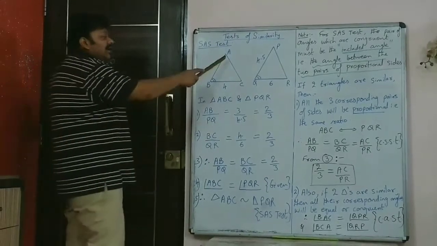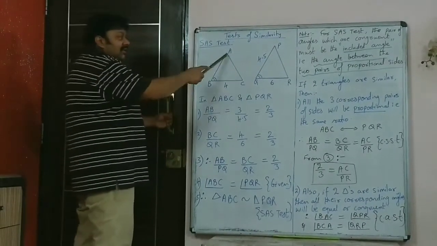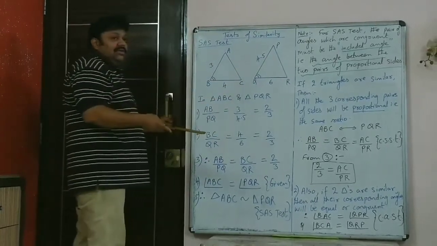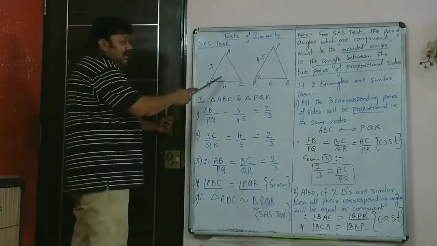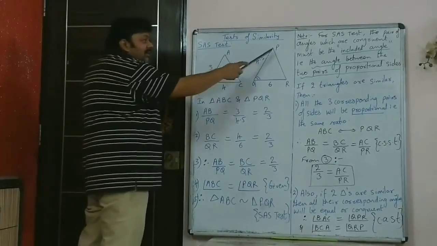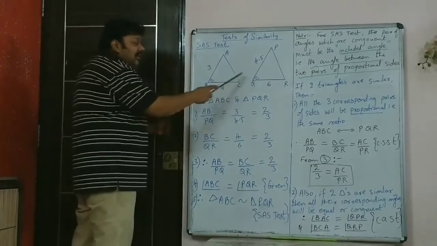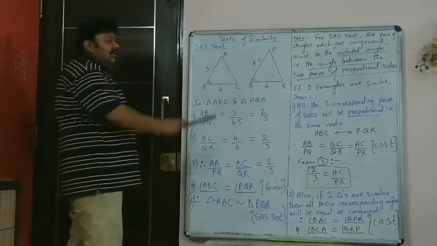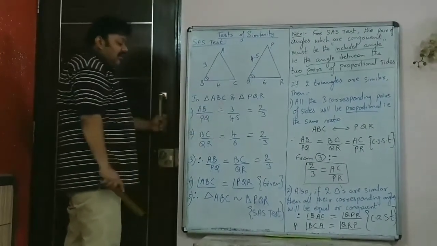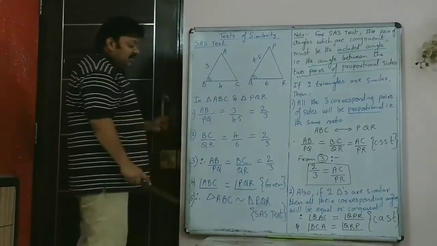If the data given was angle A equal to angle P, then you can't use the SAS test, because there two pairs of sides are in the same ratio, but angles A and P are not the included angle. So please understand, the included angles have to be equal, that is angle B and angle Q have to be equal. In this case that is marked in the figure.